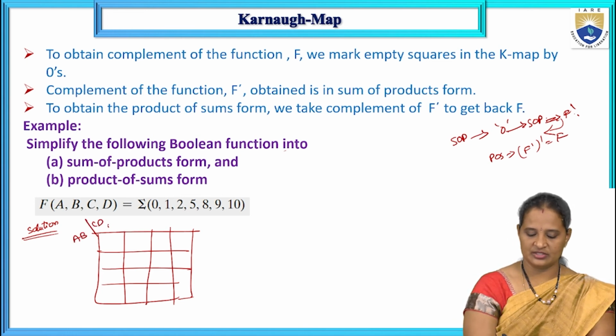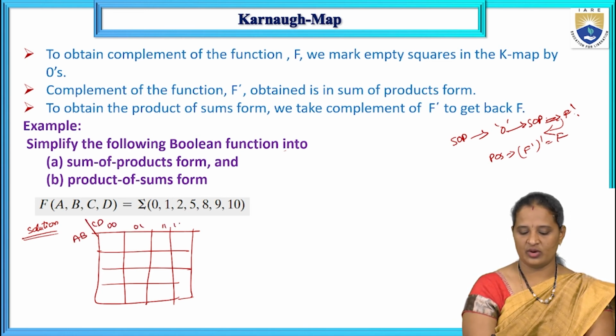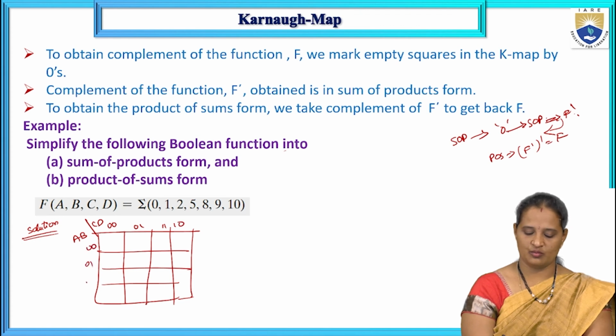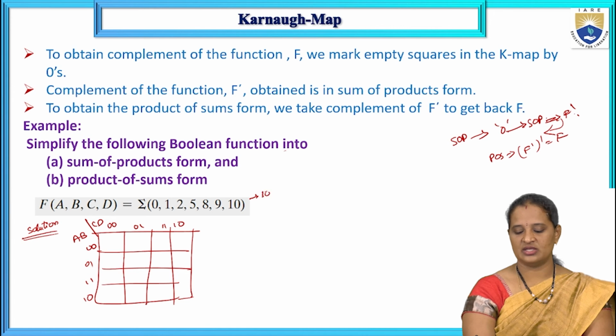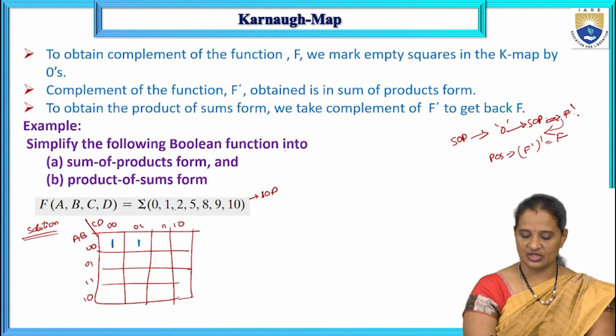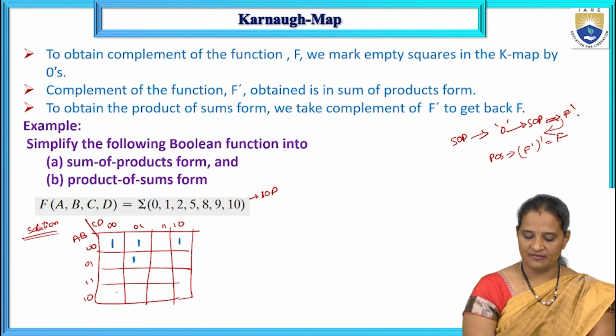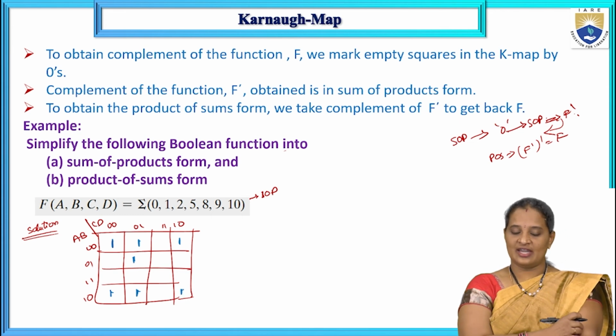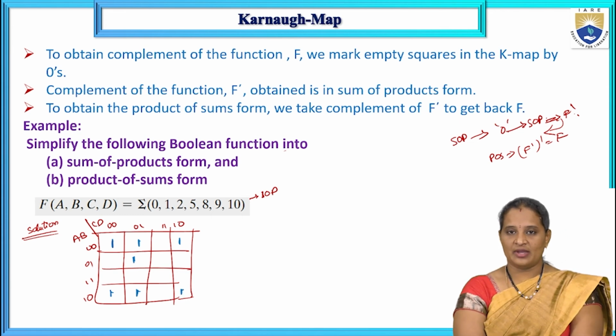Here A, B, C, D: 00, 01, 11, 10 and 00, 01, 11, 10. Now, this is SOP, meaning these are all the minterms for which the function output is 1. This is 1, next 1, 0, 1. Next 2, this is 2. Next 5, 8, 9, 10. So this is the mapping here.